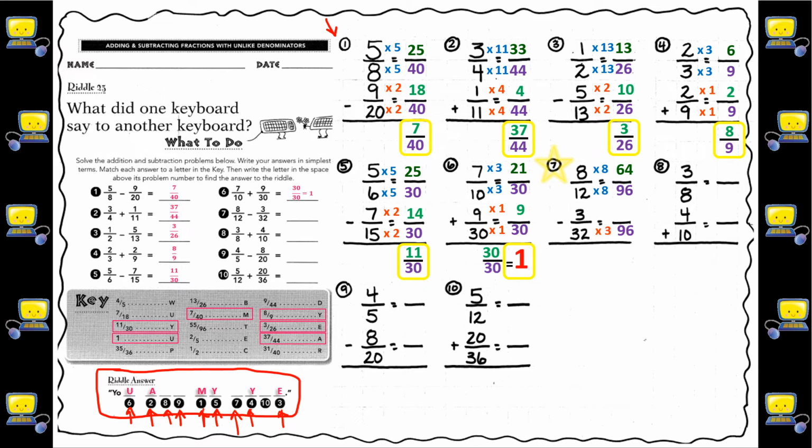12 times 3 is 36. 5 times 3 is 15. 36 times 1 is 36. 20 times 1 is 20. We're going to keep the denominator 36. 15 plus 20 is 35. So the answer to question 10 is 35/36. This matches with the letter P. So our very last blank is going to be P.